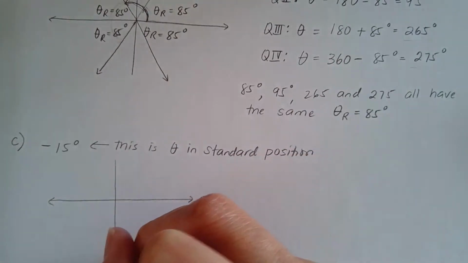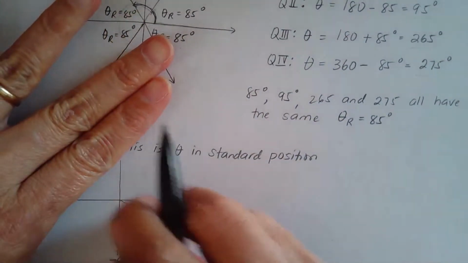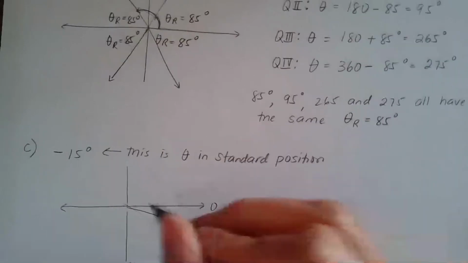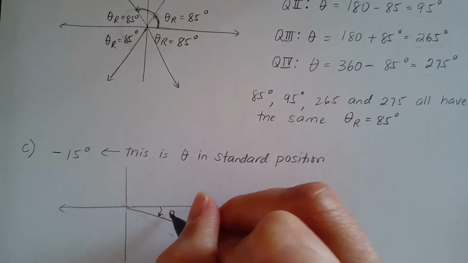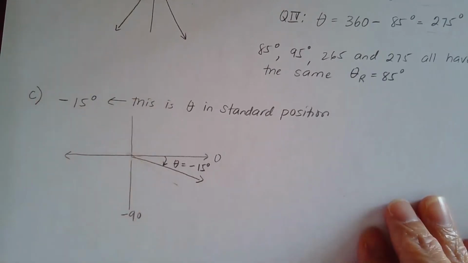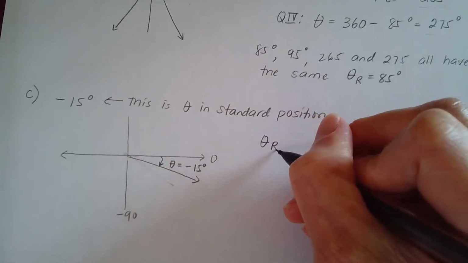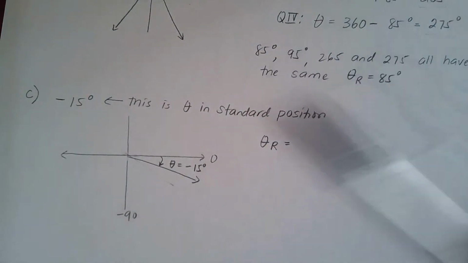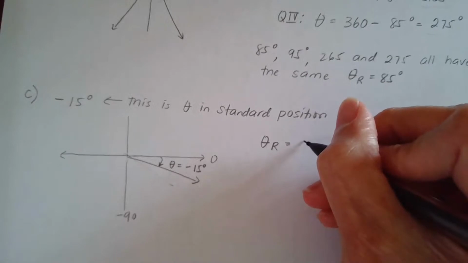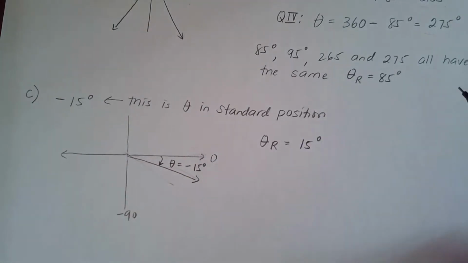So this is 0, this is negative 90. So negative 15 would be in quadrant 4, somewhere like this. This is going to be negative 15 degrees. Okay, so what is our theta r? Theta r is the angle between the x-axis and the terminal arm, and it's always positive. So theta r is equal to 15 degrees.